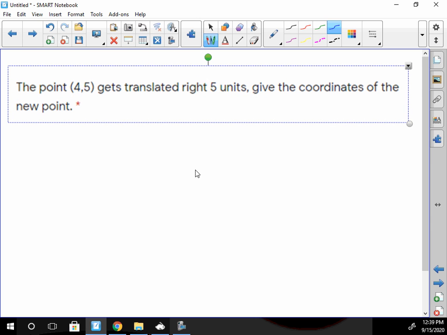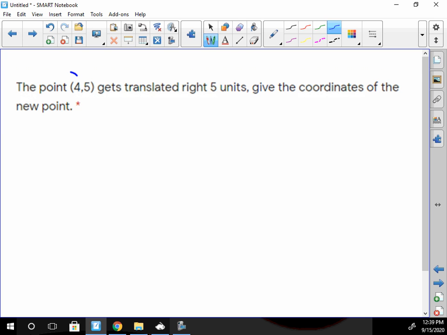The point (4,5) gets translated right 5 units. Give the coordinates of the new point. It's going right, which means my x changes. If it goes to the right, it's addition. If it goes to the left, it's subtraction. 4 plus 5 is 9. Make sure you put parentheses around it or it's not a point. You have to put the parentheses in.